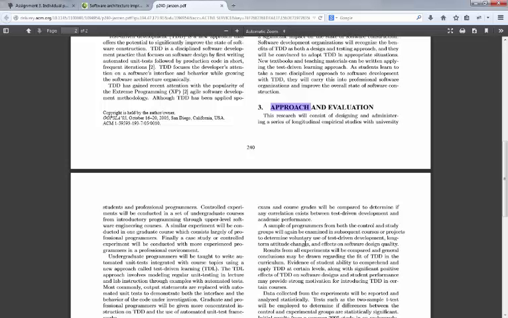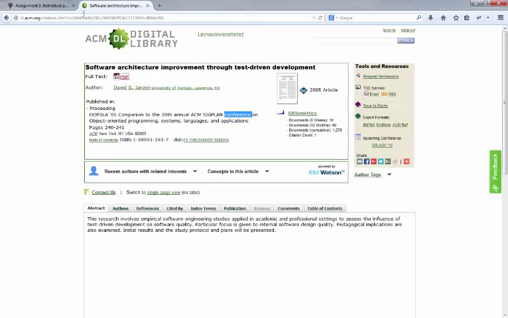Yeah, it's page 240, but that is because this is in the conference proceedings. So it's one paper in the conference, and the conference publishes a proceeding. So this was probably not the best paper to look at.